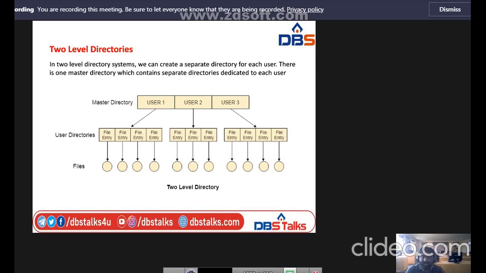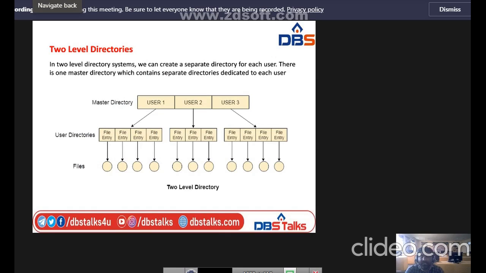The second level directory contains the group of user file names. These are the file names. The system does not let a user enter another user's directory without permission. That means one user cannot enter into another user's directory without permission. So what are the various characteristics of a two-level directory?